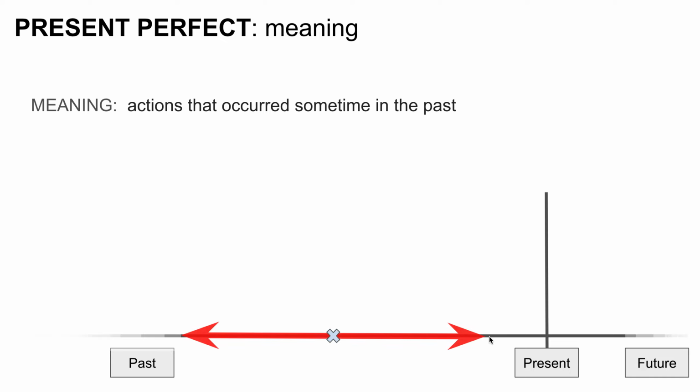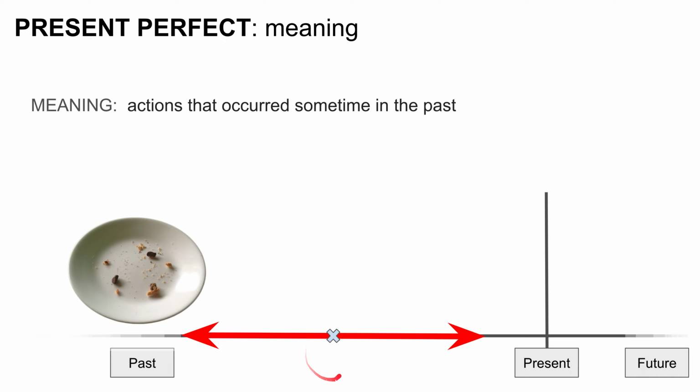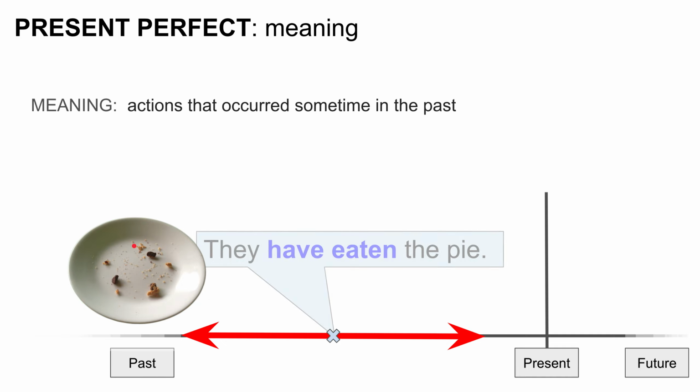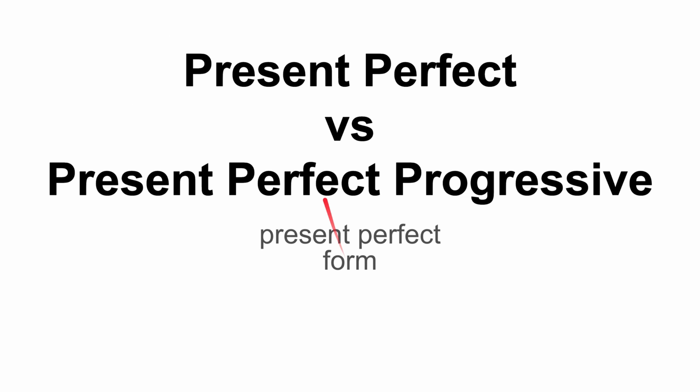So for example, sometime in the past, they have eaten the pie. I don't know when they ate the pie, but sometime, at one point in the past, they have eaten the pie. Okay, let's look now at the form of the present perfect.